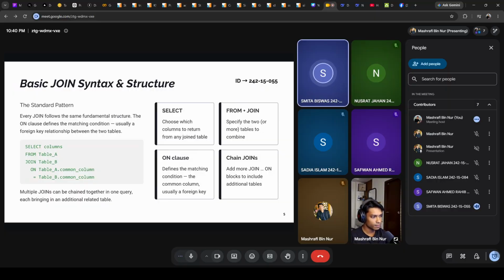Here is the basic syntax and structure, where you can see the syntax of join. There is SELECT columns, which shows the data we want. Then we have FROM, which specifies the first table, and then JOIN, which connects another table. Then ON matches the common column. Then next slide, please.